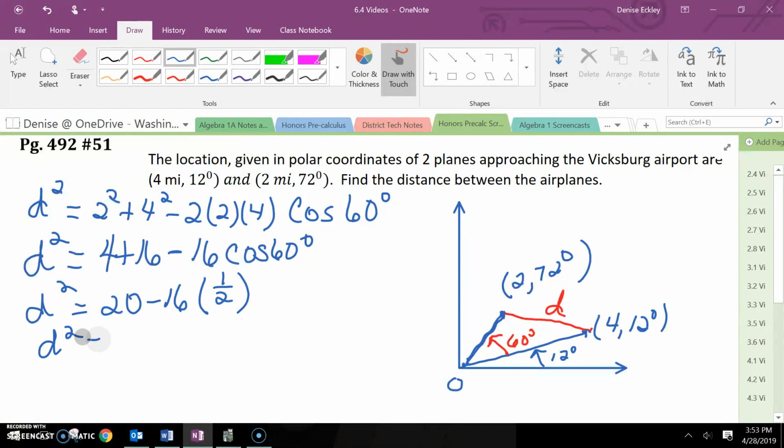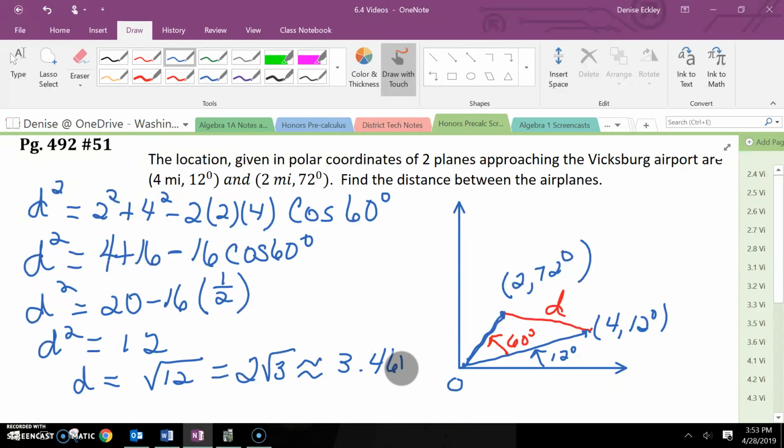So d squared equals 12. So d is going to equal the square root of 12, which is 2 times the square root of 3, which is approximately equal to 3.46 miles apart, is how far apart our two airplanes are at this time.